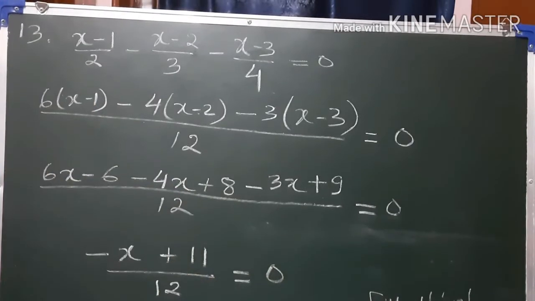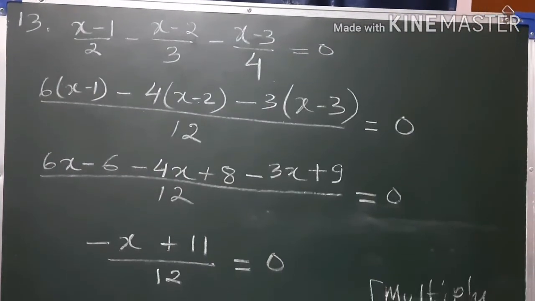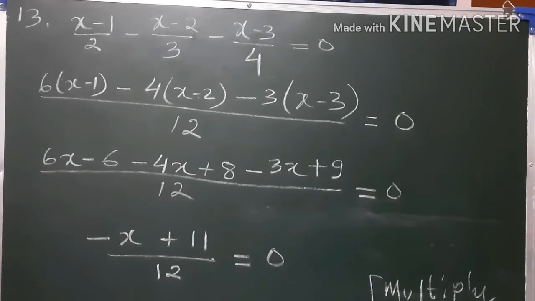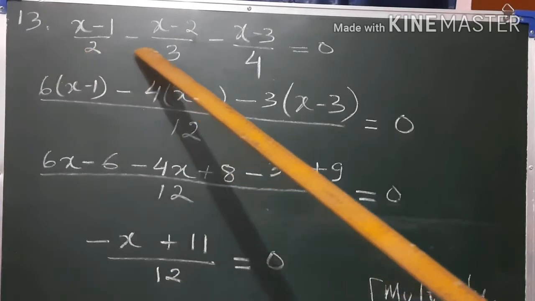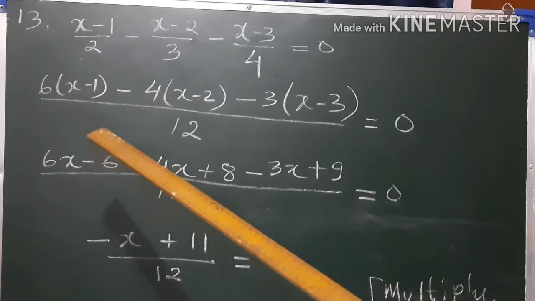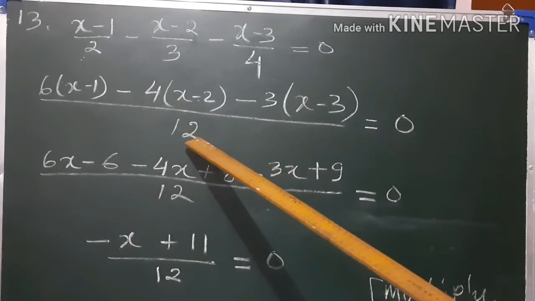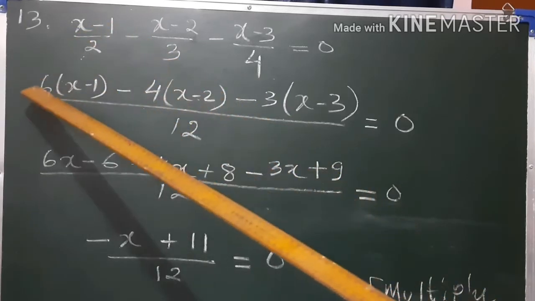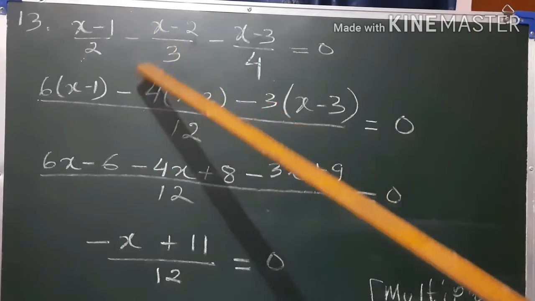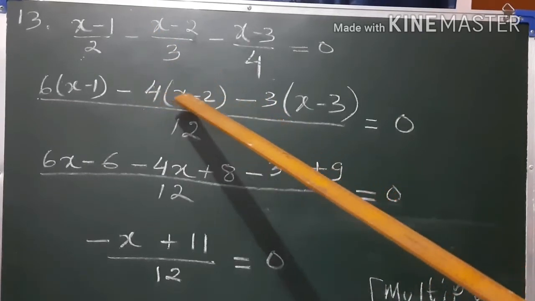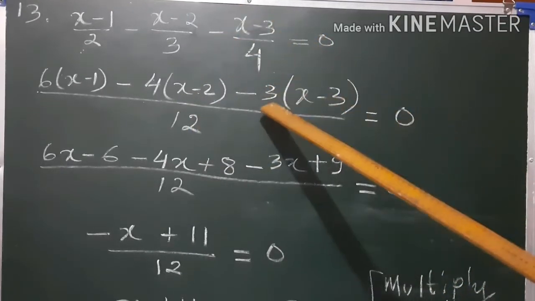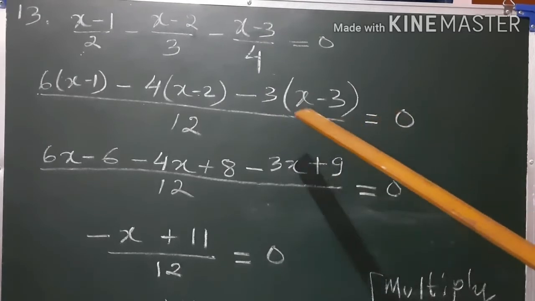Question 13. (x minus 1) upon 2 minus (x minus 2) upon 3 minus (x minus 3) upon 4 is equal to 0. Here all these are fractions. So the LCM of all these is 12. So 2 6s are 12, so this has to be multiplied by 6. So it will look like this. 3 4s are 12. This 4 will go and it will look like this. 4 3s are 12. So this 3 will go and multiply here. So it will look like this. Equal to 0 on the other side.